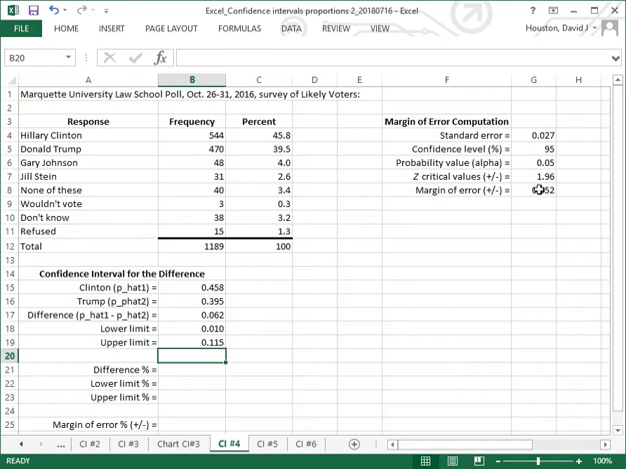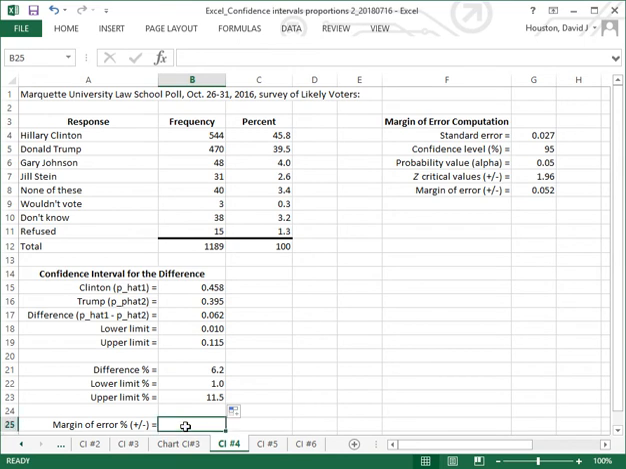Using a 95% confidence level, we would indicate then that the population from which this sample likely was drawn ranges anywhere from 0.01 proportion more in support of Clinton than Trump up to 0.115 proportion more for Clinton than for Trump. Typically we report these intervals in percents. So let's go ahead and multiply our difference by 100 to get a percent. I'll click and drag that down.